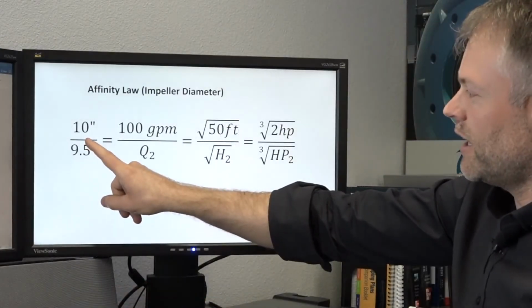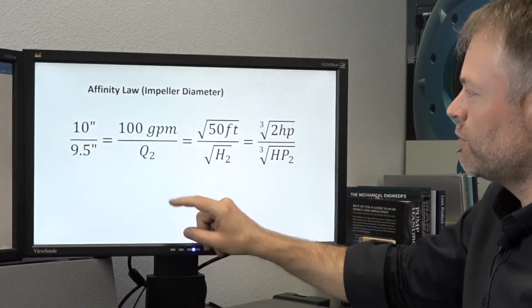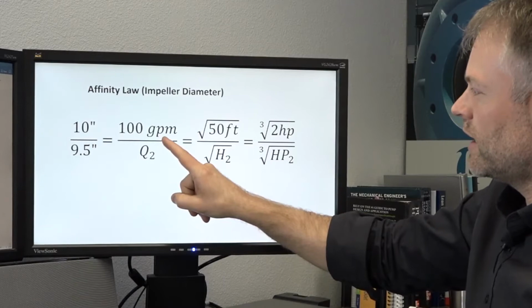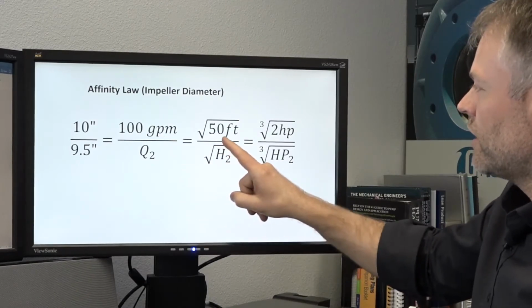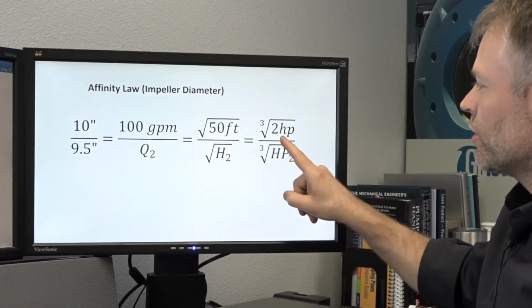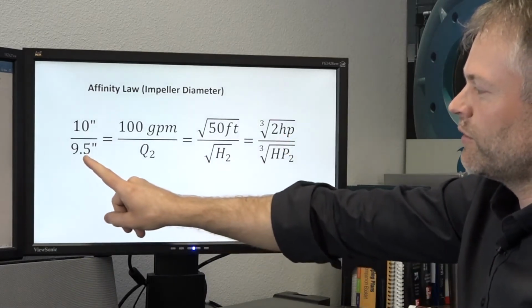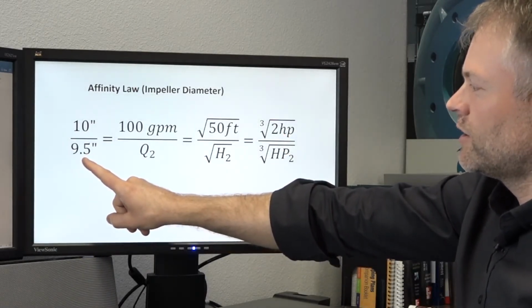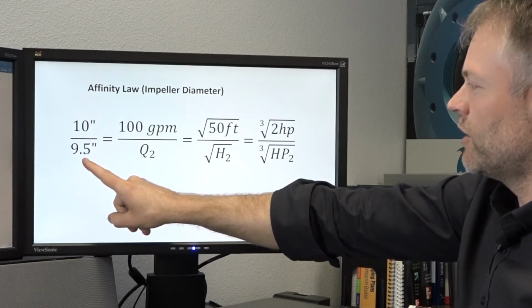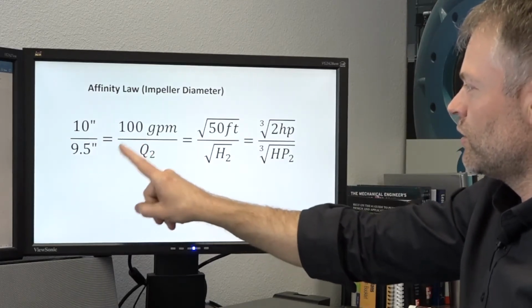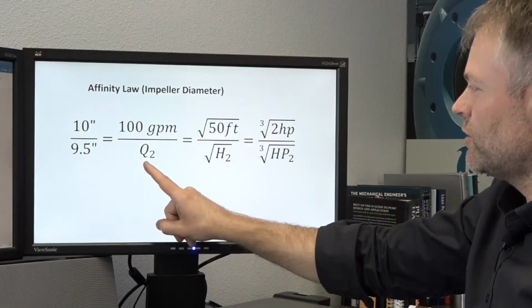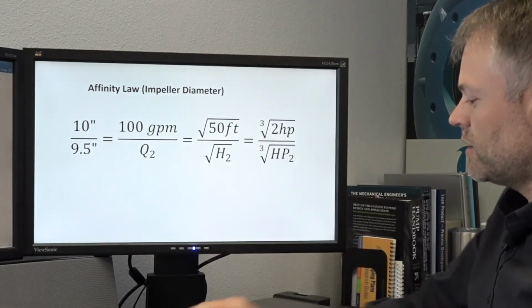Let's say that we have a pump with a 10-inch diameter impeller that's operating at 100 gallons per minute with 50 feet of head and 2 horsepower. We want to understand how the pump's going to perform if we change the impeller to a 9.5-inch diameter. We can now, using the formula, calculate Q2, H2, and HP2.